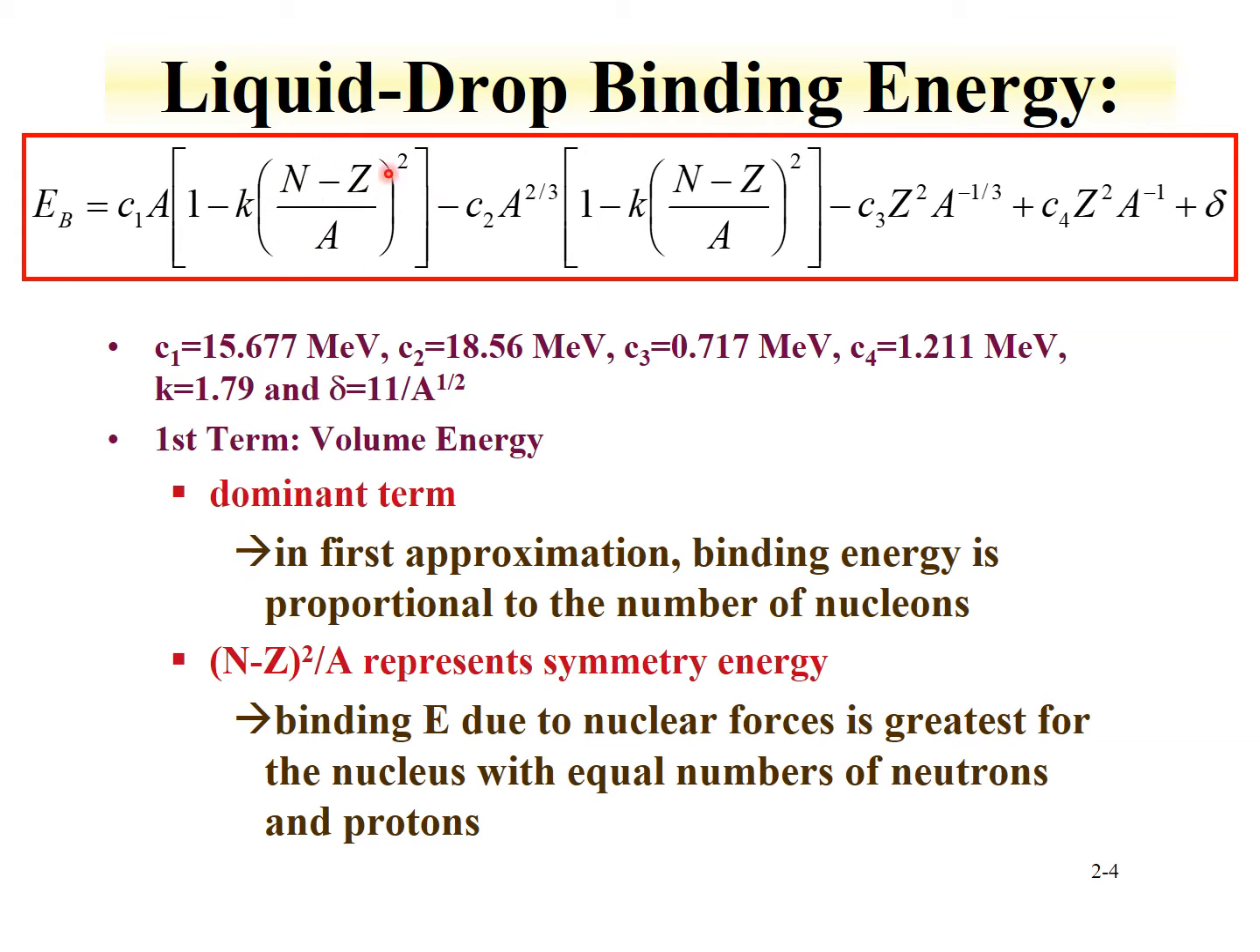This term here, (N minus Z) squared divided by A, represents a symmetry energy term. The binding that is due to nuclear forces is greatest for a nucleus with an equal number of neutrons and protons. It's kind of a pairing aspect, the pairing of neutrons and protons. This is just something that comes out of some of the studies. So they want to try to work this term into a volume term. This is why the equation has these relationships between neutrons, protons, and A. And then there are some constants that are used to evaluate the term.